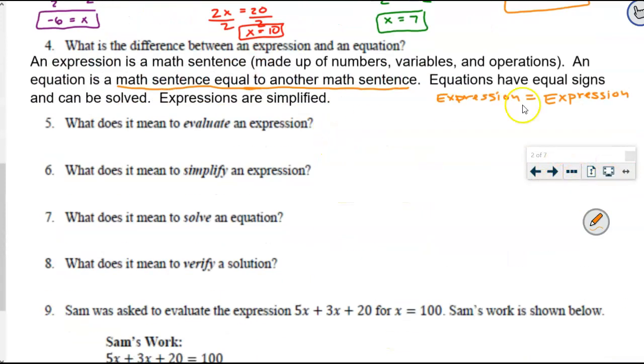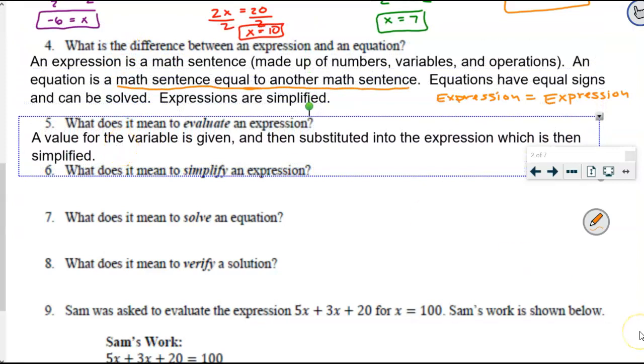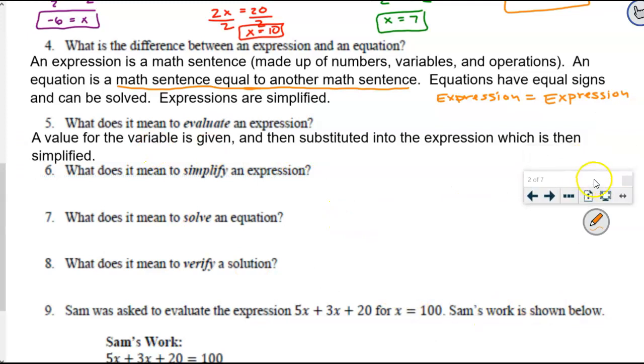This is not new information. This is from a previous lesson. So you guys need to study 1.1a. When I evaluate an expression, I'm not just looking at it and judging it. It means I'm giving you a value for the variable. And I substitute that value in for the variable. And then it's just a number sentence, no variables at all, because I've substituted the variable for a number. So then I can just simplify it.